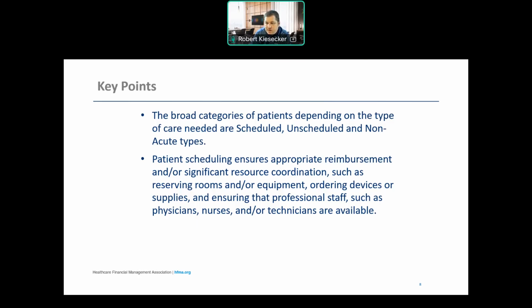Patients are considered scheduled if a healthcare facility knows that the patient is coming ahead of time. Many patients receive healthcare services that are not scheduled. These can range from inpatient to outpatient to urgent walk-ins to even just outpatient walk-in clinics. And then non-acute services include the skilled nursing facility, hospice, home health services, clinical services, and DMEs, or durable medical equipment.